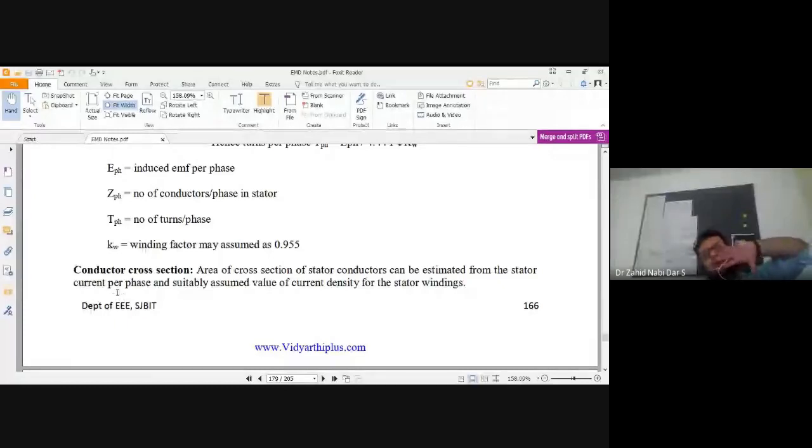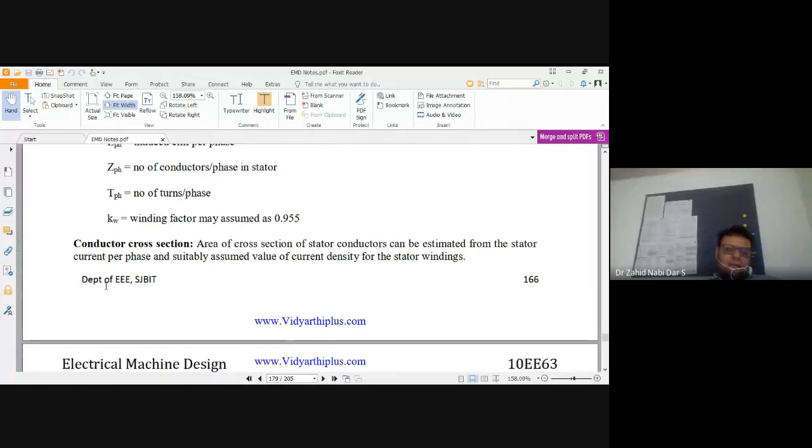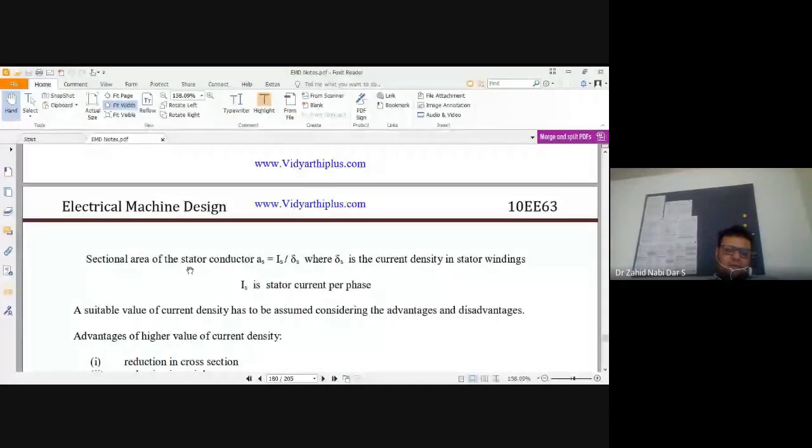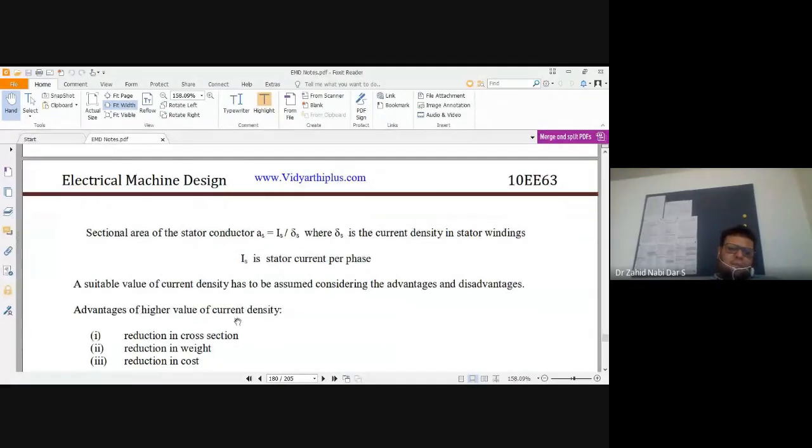We'll calculate the conductor cross section by calculating the current density. So your current density is given by delta is equal to I by A, the sectional area of the conductor. So you can calculate As is equal to Is by delta s. Similar things, whatever I have been teaching you from the very beginning, nothing has changed. Same formulas here and there, with certain changes like length, and the rest is all the same. So it is not that difficult.